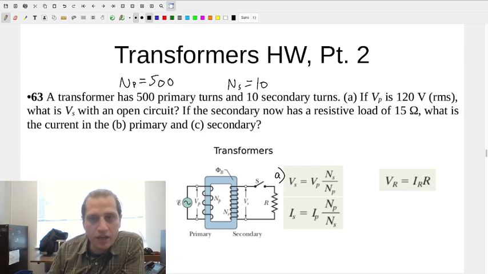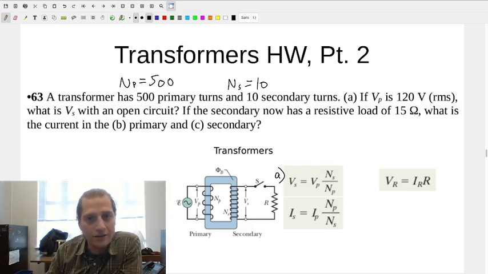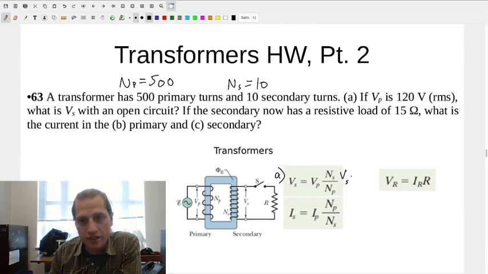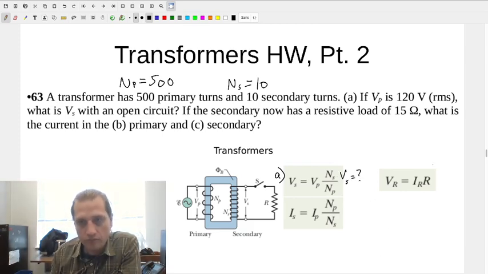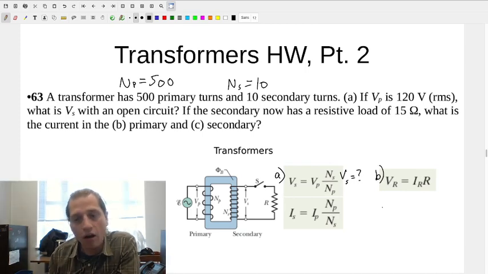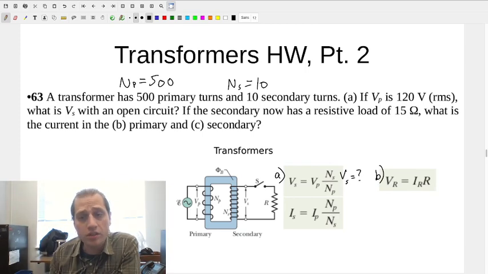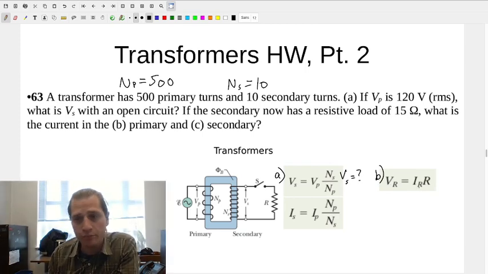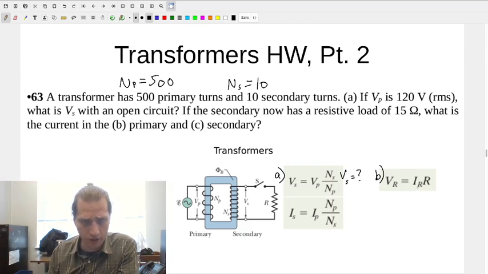And it says, if the secondary now has a load of 15 ohms, what is the current in the primary and the secondary? Well, using this for part A, you're going to find your V secondary. And then using just your V equals IR, which, this Ohm's law still works for amplitudes, the amplitude of the voltage and amplitude of the current. This is all still fine.